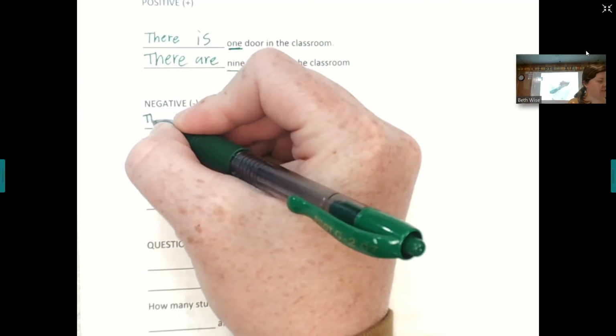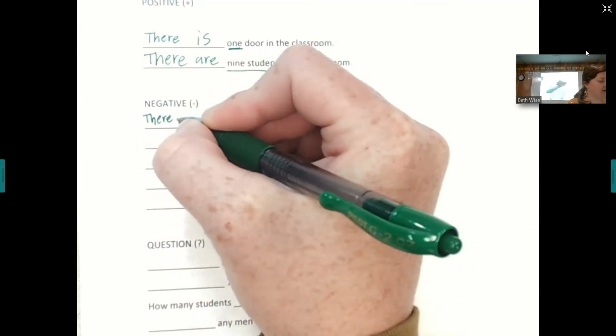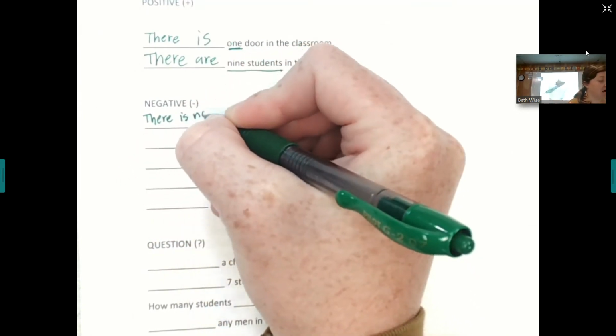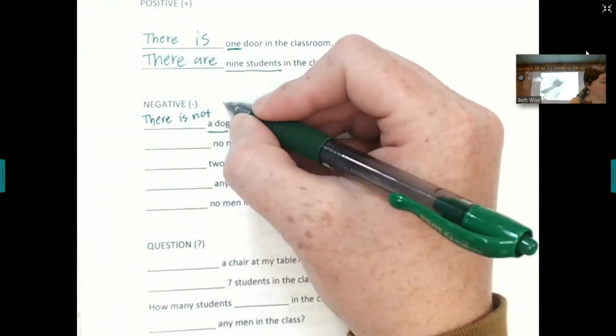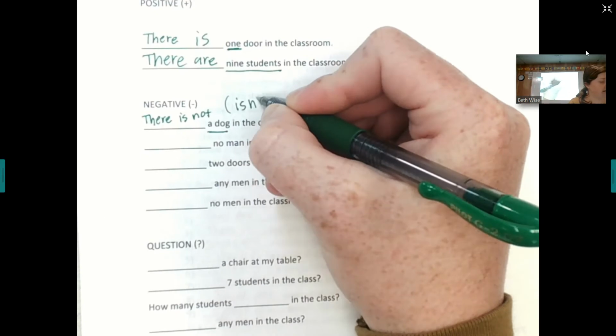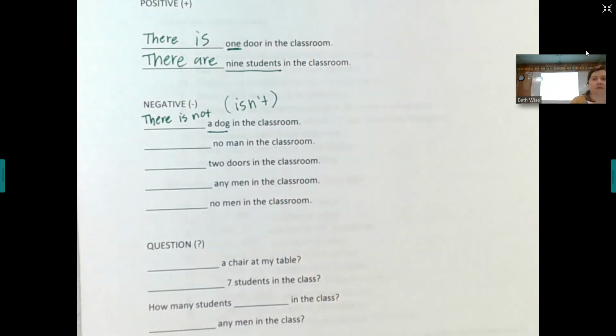So I'm going to say for this one, there is not. There is not. Or you can do the contraction and say isn't. So there is not a dog in the classroom, right? There's no dog here. It's only women. Okay?